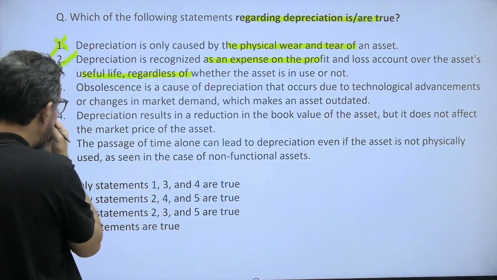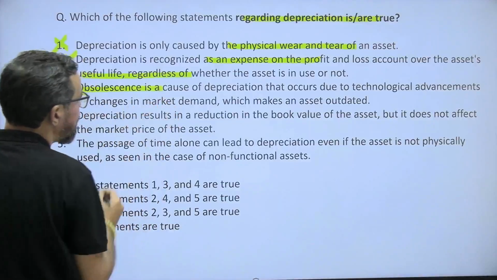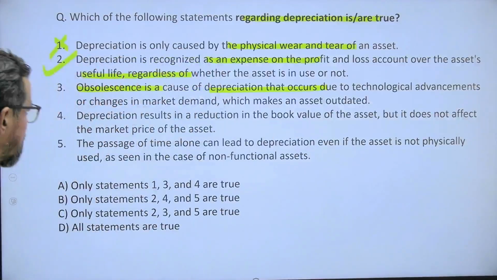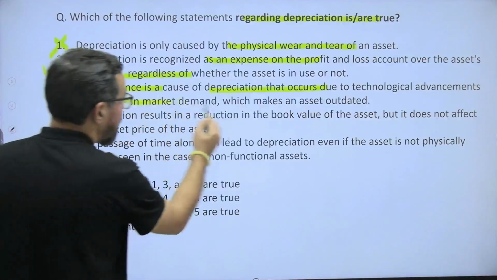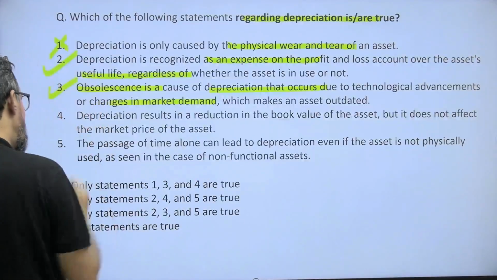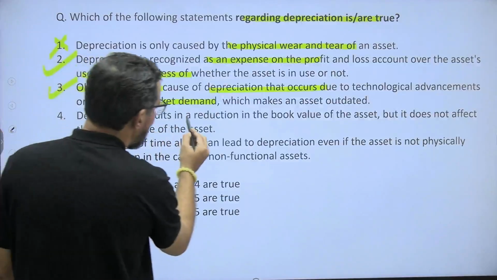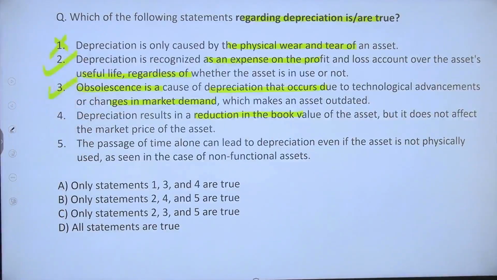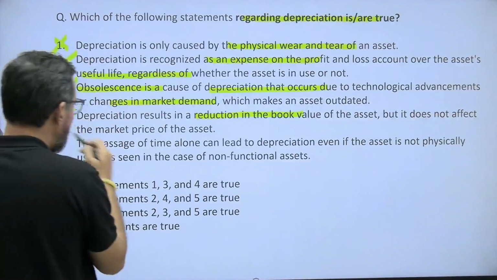Statement 2 is correct. Again, obsolescence is a cause of depreciation that occurs due to technological advancement or change in market demands, which makes the asset outdated. True. Depreciation results in the reduction in the book value of an asset, but it does not affect the market price of the asset. So this is also correct.